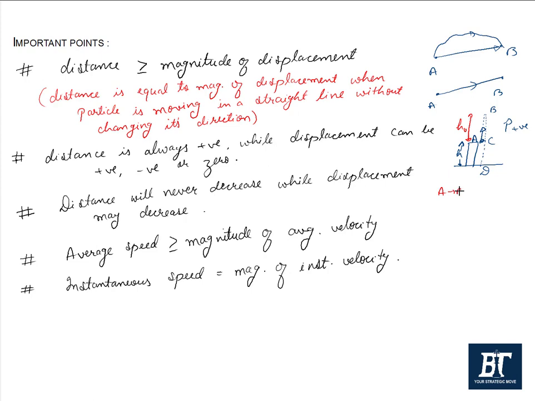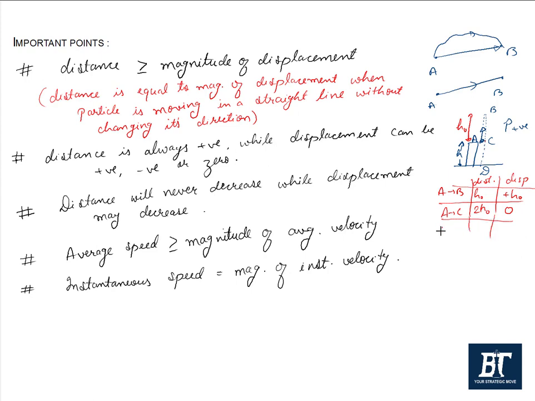So for A to B, distance traveled by the ball is equal to h naught, and displacement of the ball is plus h naught because it is in the upward direction. For A to C, distance traveled by this ball will be equal to length of AB plus length of BC, which is equal to h naught plus h naught, which is equal to 2h naught. And the displacement of the particle while traveling from A to C will be equal to 0 because the length of the line joining point A and point C will be equal to 0.